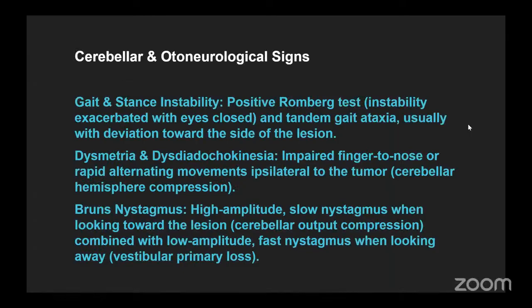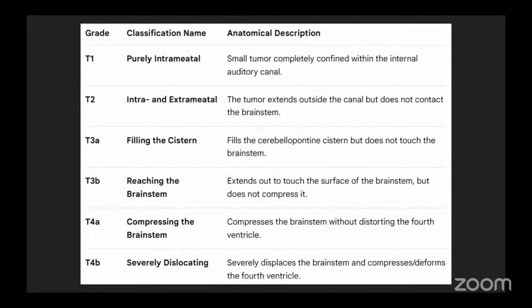We already know the cerebellar signs. There is nothing new here, nothing complicated. Patient will have a positive Romberg. Patient can have tandem gait ataxia. Dysmetria, dysdiadochokinesia is going to be there if there is cerebellar compression. And there is going to be Bruns nystagmus. We just discussed it. Apart from that, we're grading.